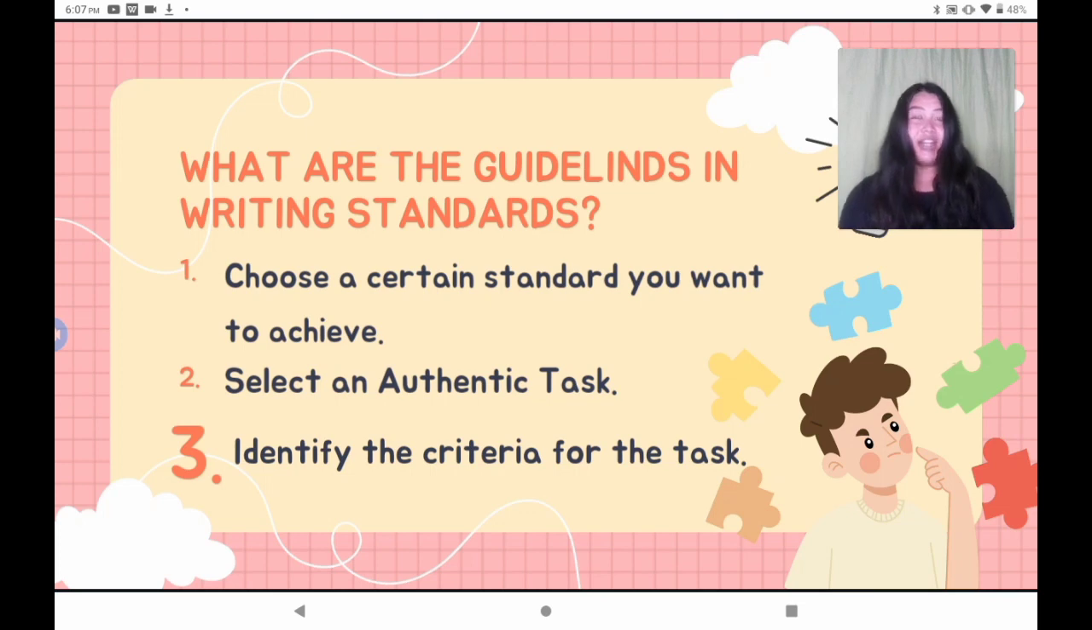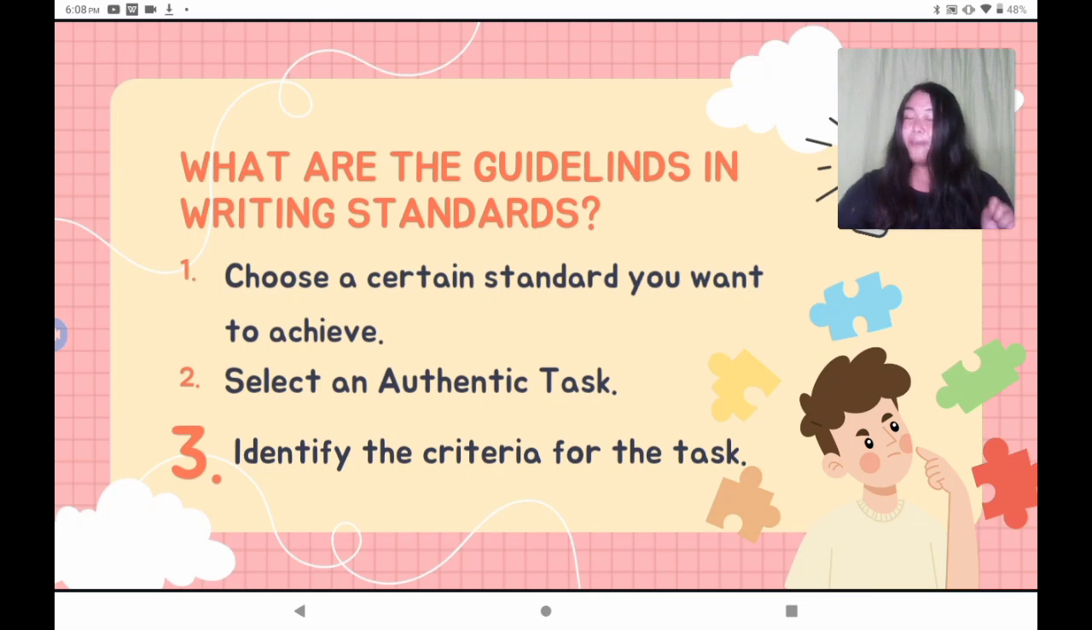So here are the guidelines in writing standards. This was previously mentioned by previous reporters. According to previous reporters, in writing guidelines for standards, the first thing you need to do is to choose a certain standard you want to achieve. Naturally, this is very understandable that if you are an educator, you have to set standards that are attainable and achievable according to the capabilities of your students.